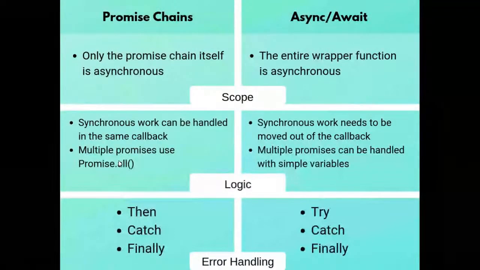With a promise chain, synchronous work can be handled in the same callback. In async await, synchronous work needs to be moved out of the callback. Multiple promises use promise.all, while in async await, multiple promises can be handled with simple variables. They both use the same logic for error handling, except for then versus try. Promises are going to use then, and async await is going to use try when it's trying to follow up on a function return value, and then it's going to catch whatever error you get, and the final value will say this is what my last value is.